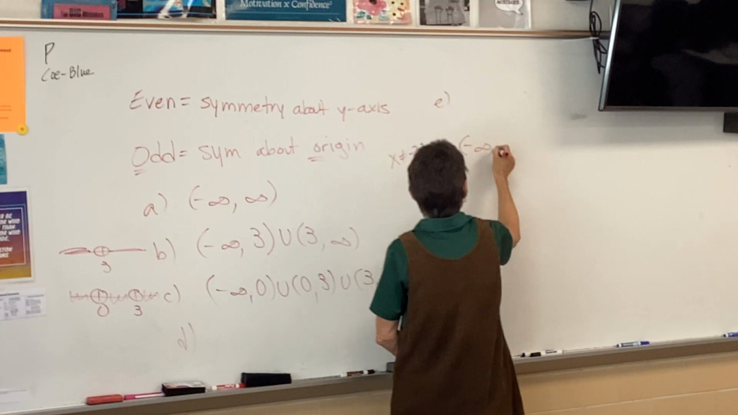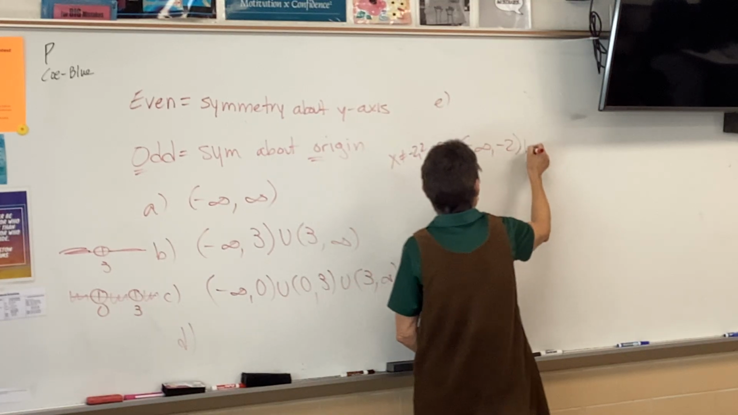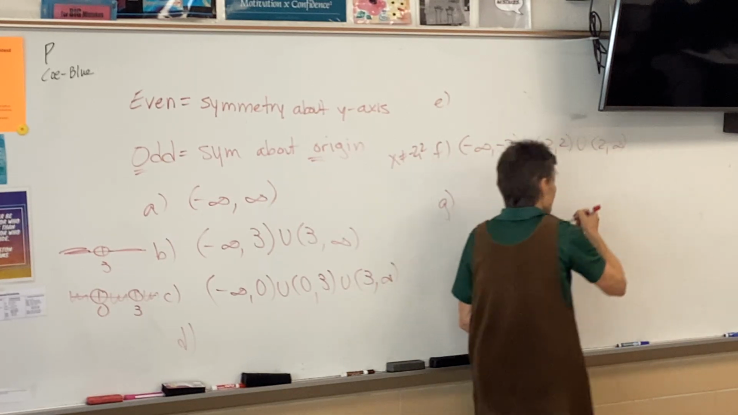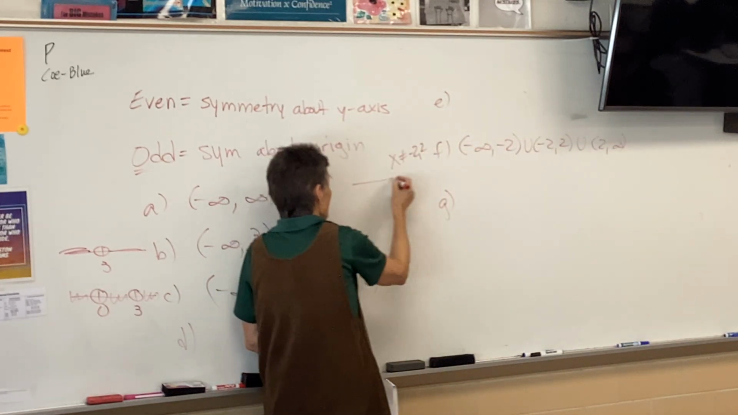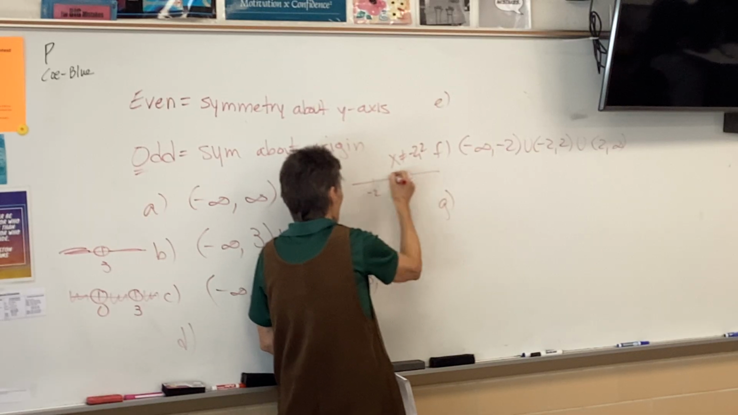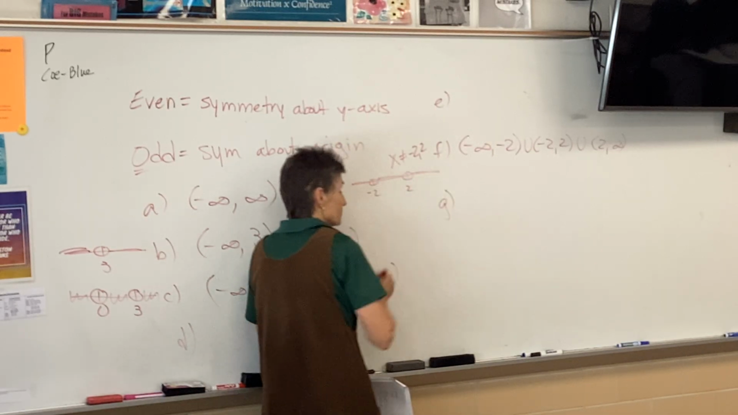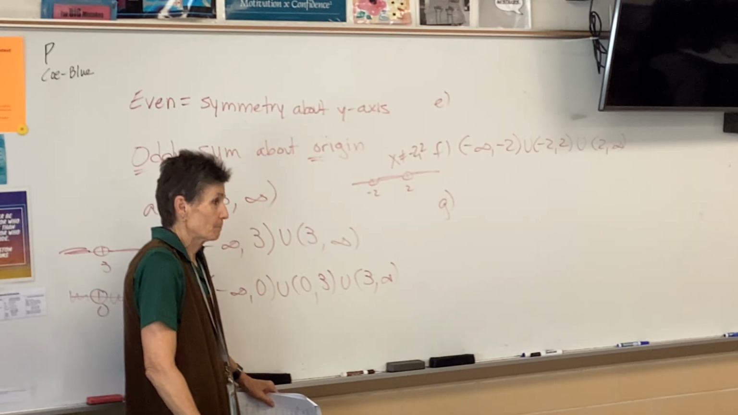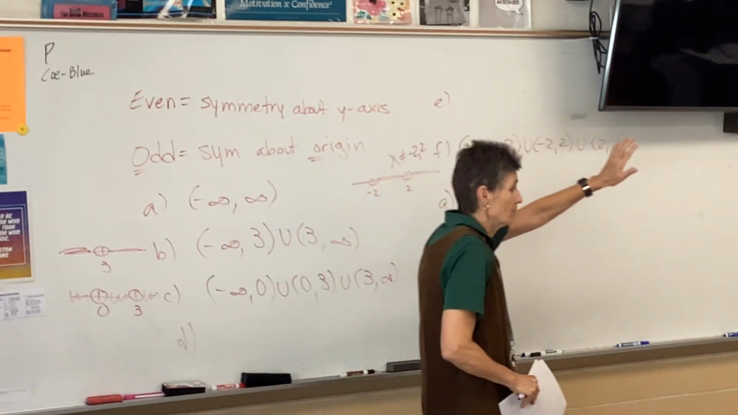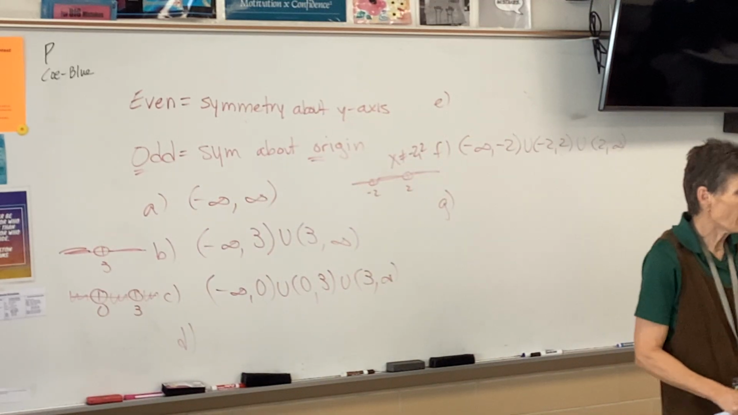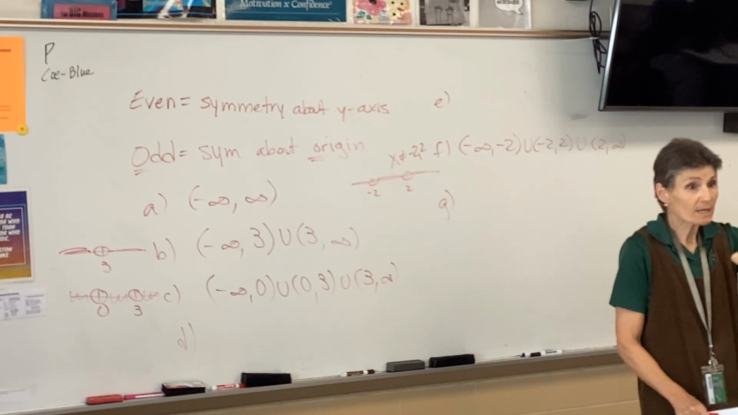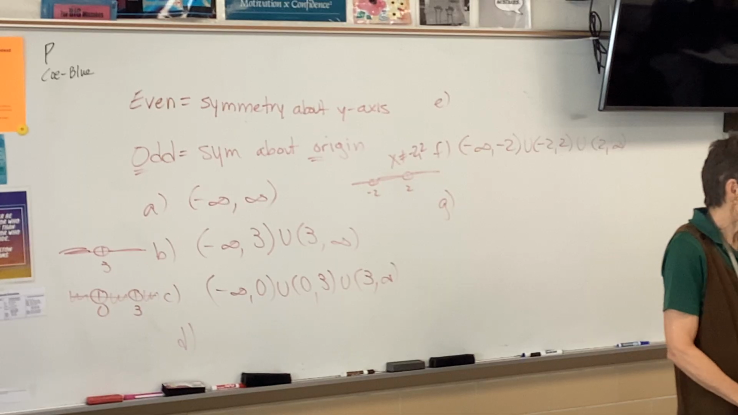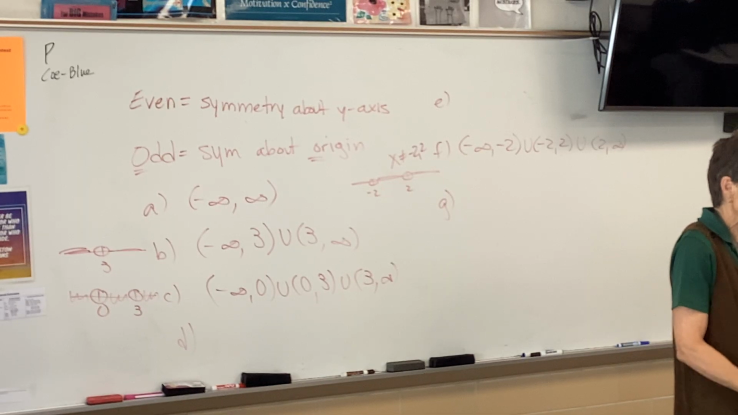So that'll be negative infinity to negative 2, negative 2 to 2, and 2 to infinity. Now, if it helps you to draw a little picture of that, absolutely do it. There's a lot to keep track of. Alright, what's my number 1 domain rule? The denominator cannot be 0. So if your denominator is 0, that's an excluded value. Right? Get out of it. Can't have it. Alright.